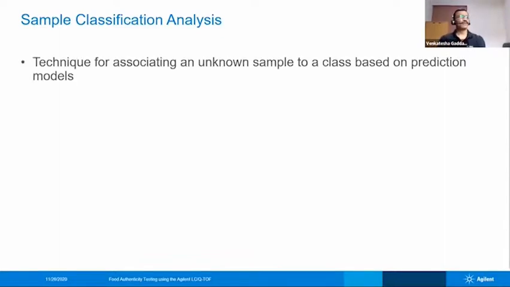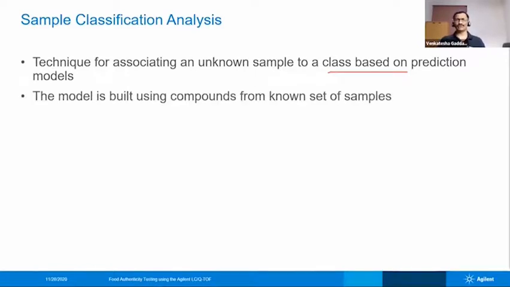So in order to make sure it works, classification analysis is the simpler and faster approach. It is a technique where you use unknown samples to predict a class based on the prediction model. You build a model, and then based on that, you predict whether the unknown sample belongs to one group, good or bad, something like that. The model is built using compounds from a known set of samples. As I said, you should have a known set of samples. You should have Manuka honey really coming from Australia, and then you take that and you build a model, good versus bad. That is very, very important.